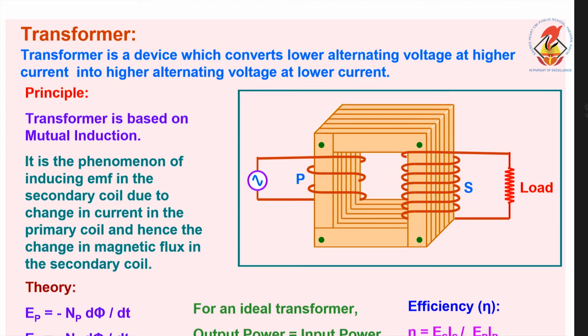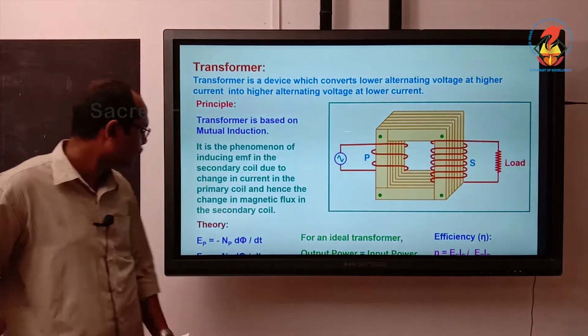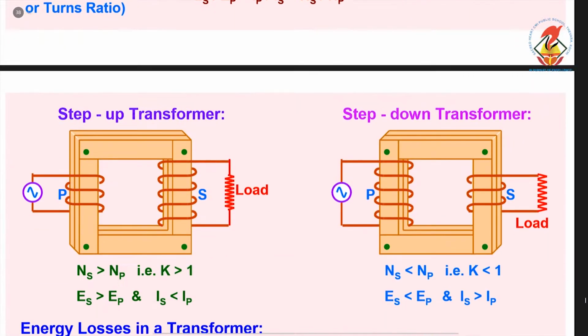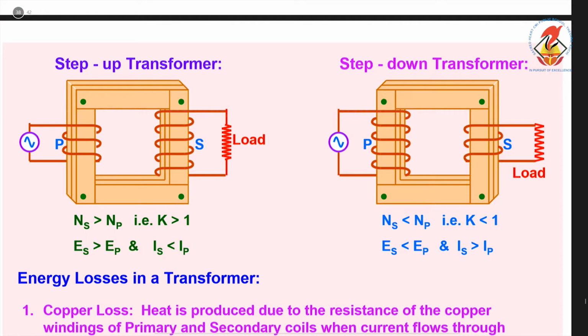We put the current in the primary coil, and due to mutual induction, the current will be induced in the secondary coil, which is taken towards the load. Load means the device which we have connected across the secondary terminal. Okay. There are two types of transformers. The first one is called step up transformer, and the second one is called step down transformer.